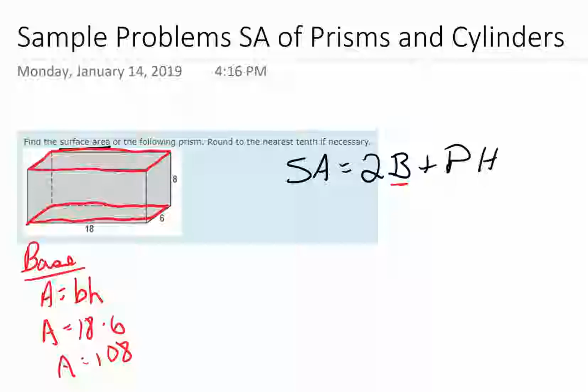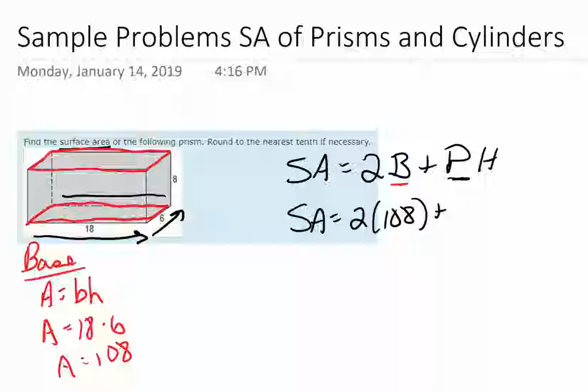So now I can substitute in that piece. Surface area is 2 times 108 plus my next piece that I need is the perimeter of the base. So looking at perimeter of the base, this distance here is 18 plus 6 plus 18 plus 6. So if I calculate that out, that gives me a perimeter. I simply added 18 plus 6 and multiplied it by 2 because there's 2 18s and 2 6s. That gave me a perimeter of 48.